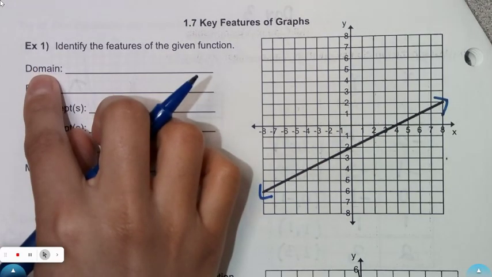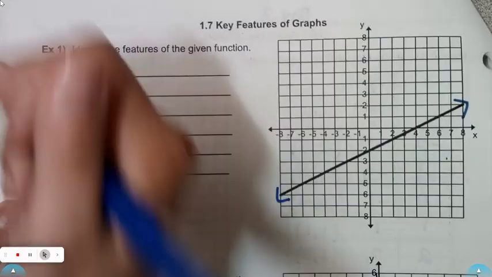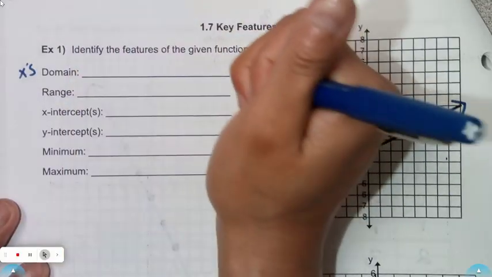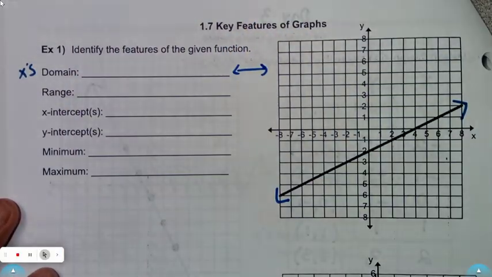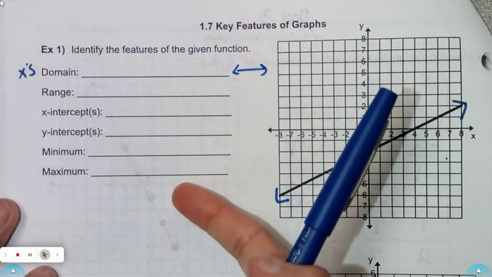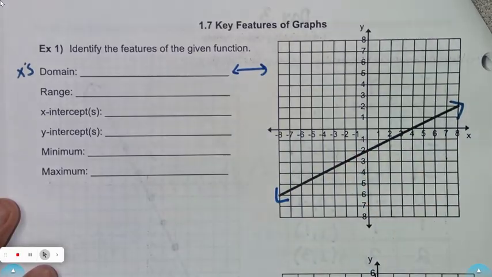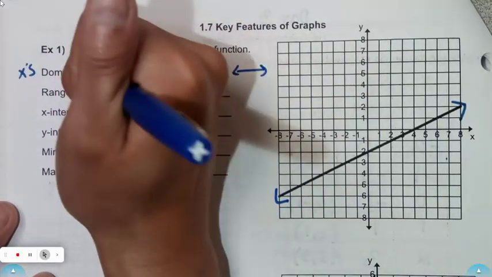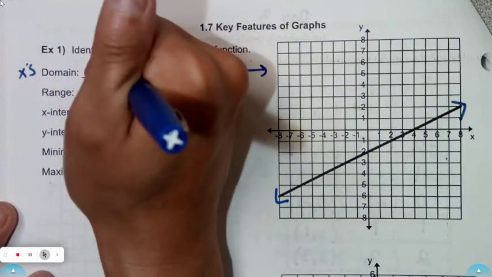So remember, your domain is from your x's, so from left to right. So this is my x's. This is from left to right. My line is going to the left forever, and it's going to the right forever. So my domain is all real numbers. Remember, all real numbers can be written out like this.